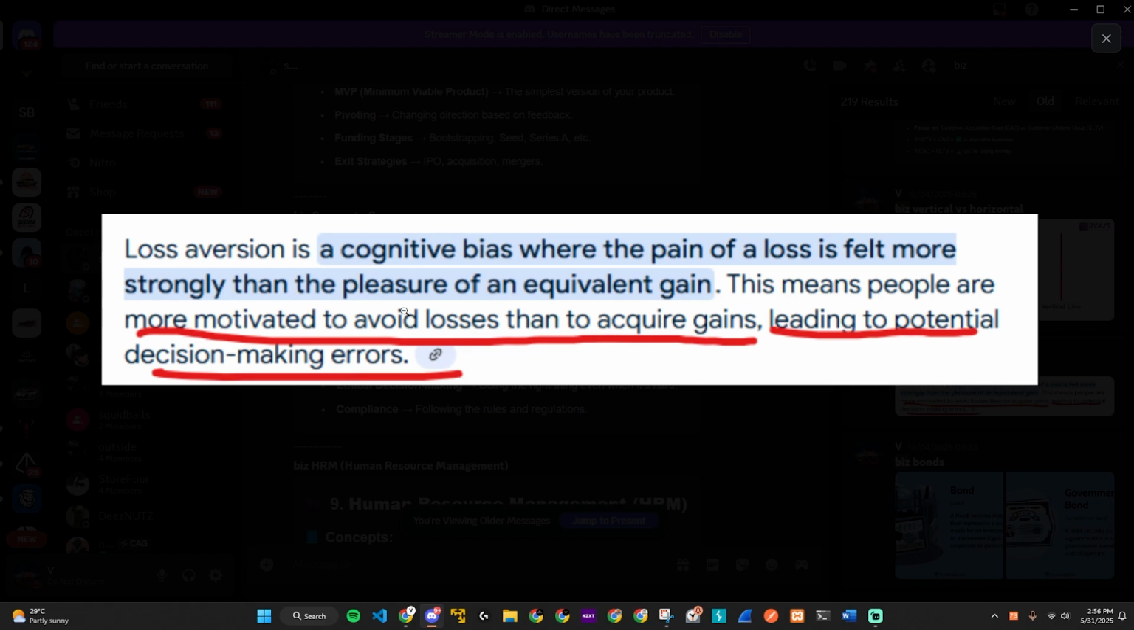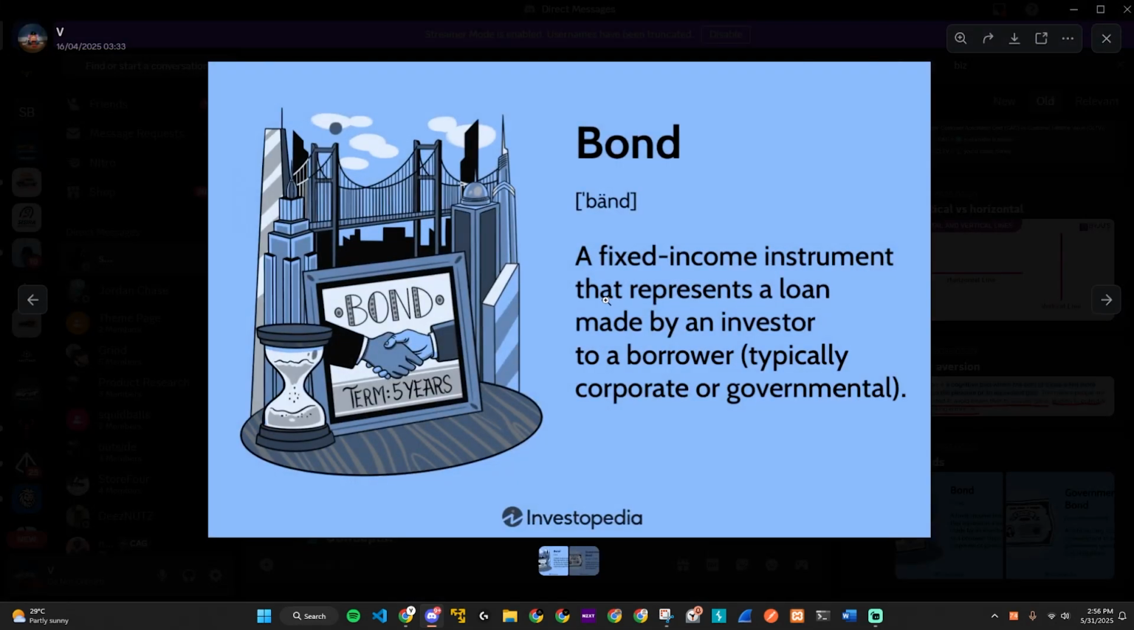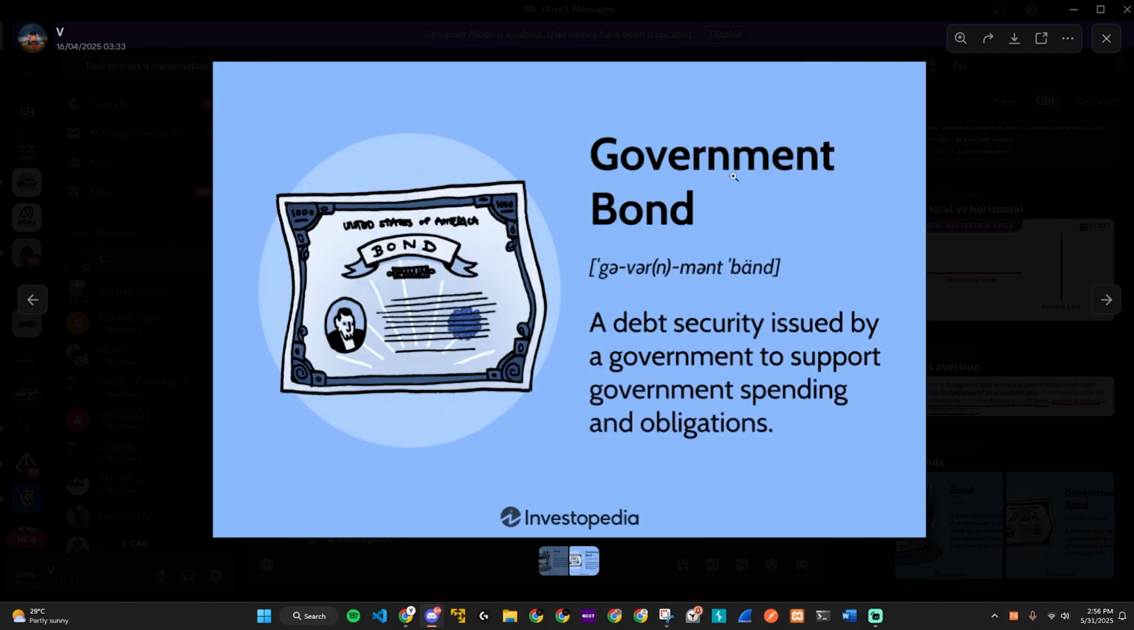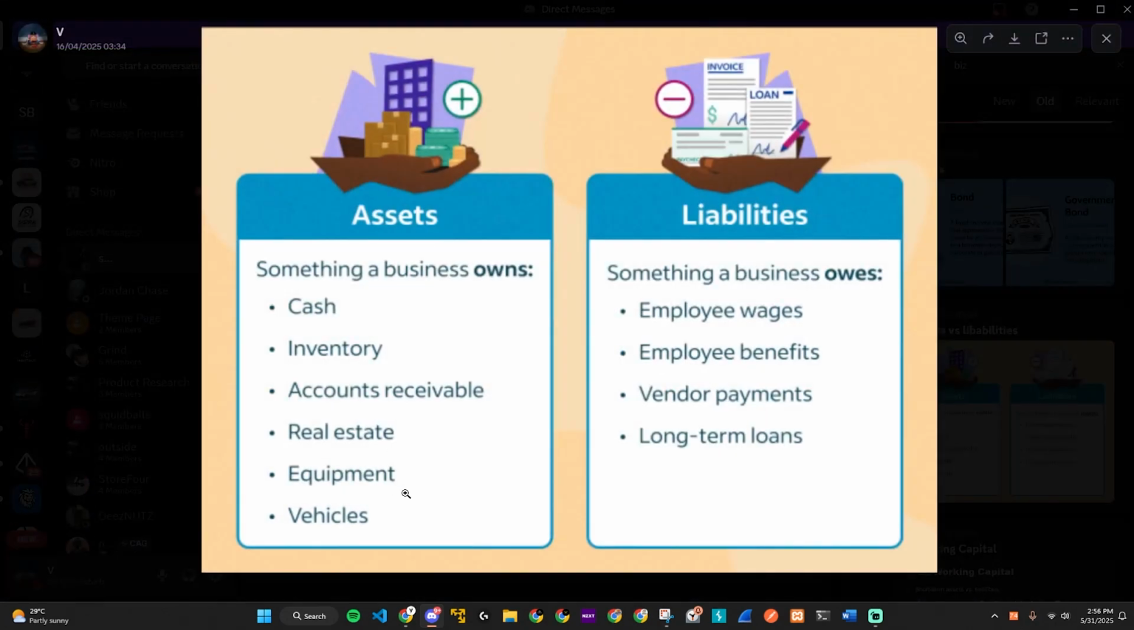So you don't want to lose anything, but you want to gain. No risk to reward. It's impossible in this world. A bond is a fixed income instrument that represents a loan by an investor to a borrower, typically corporate or government, and the security is insured by government support, government spending and obligations. Assets versus liabilities: what gives you money versus what takes it away from you.